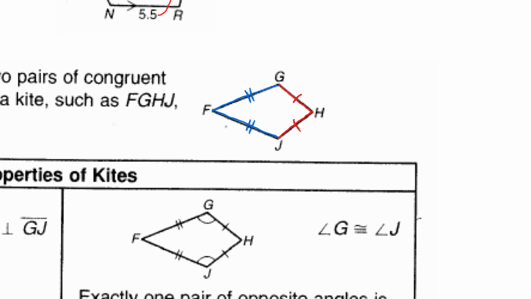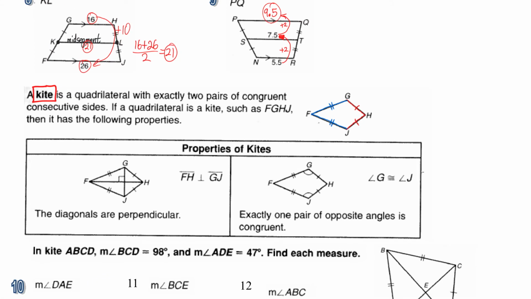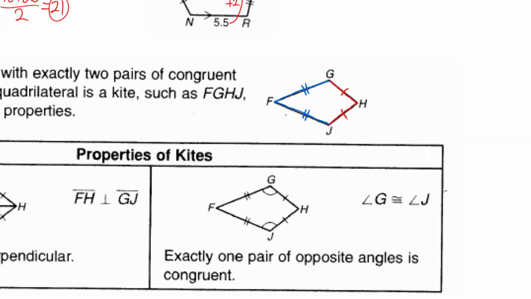Okay? So that's what a kite is. I mean, that's an actual shape, a kite. And you can see where the kite that you fly in the sky comes from. It's from this shape right here. Okay, now that's the definition of a kite, exactly 2 pair of congruent consecutive sides.